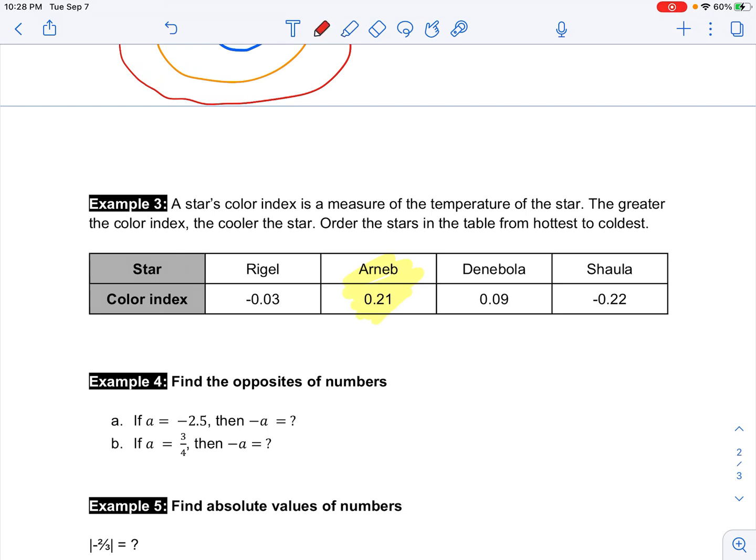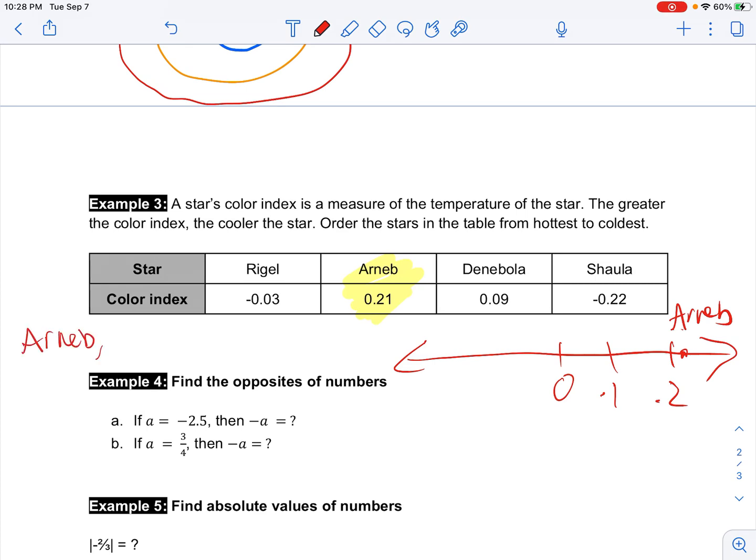If we think about our number line, here's 0, this would be 0.1, this would be 0.2, and then we would put Arneb right here. So Arneb is our hottest star. Our next hottest star is going to be Denebola at 0.09, so just under 0.1.